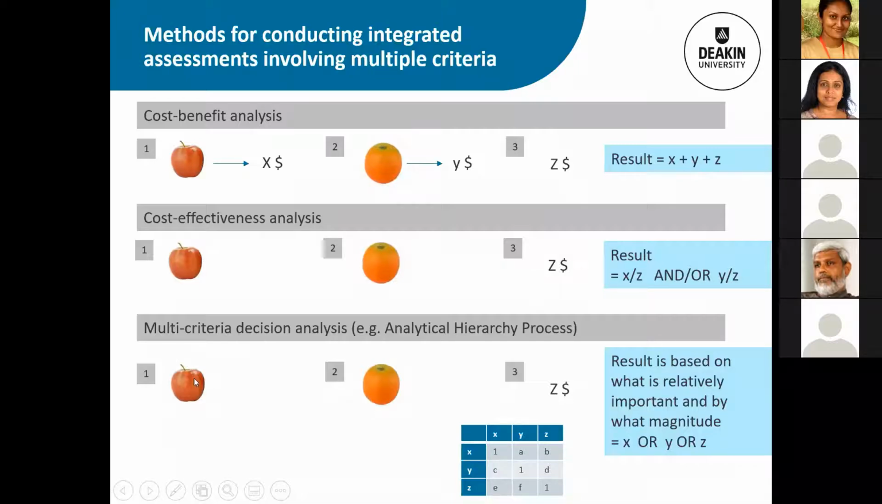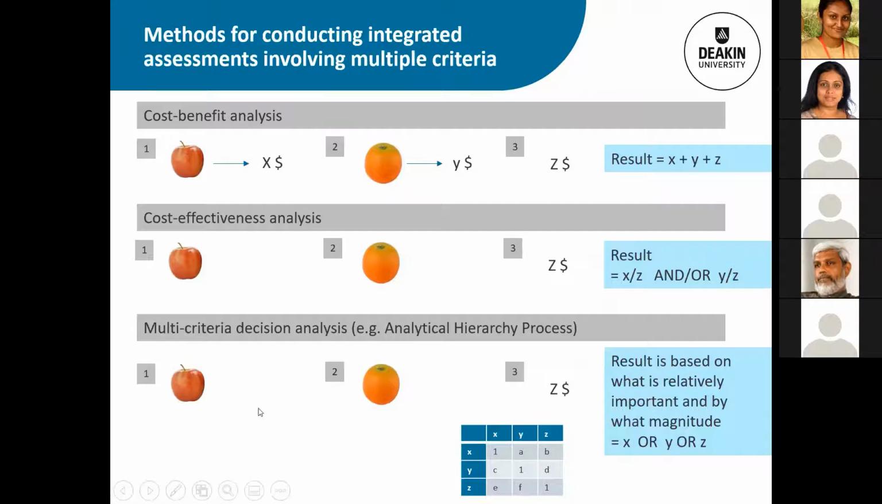So here we recognize the answer from different criteria as is. Apples will give apples, oranges will give oranges, money will give money. And we use what we call a relative performance indicator matrix to decide on what is best. So the result is basically based on what is relatively important.